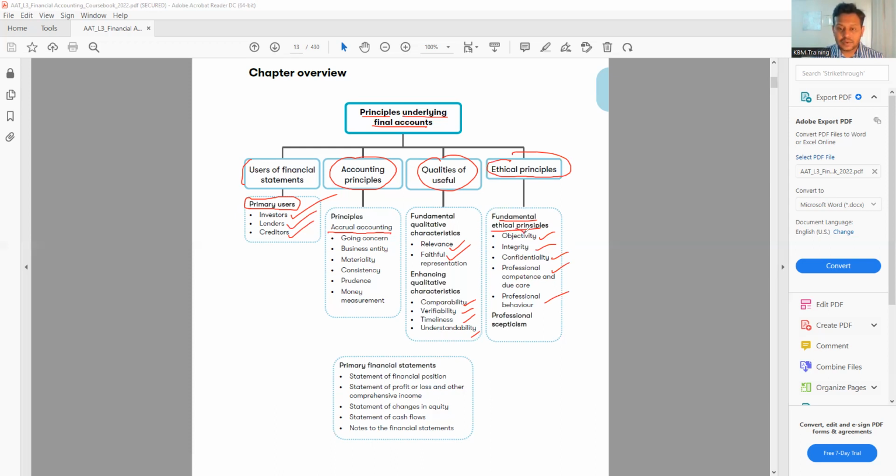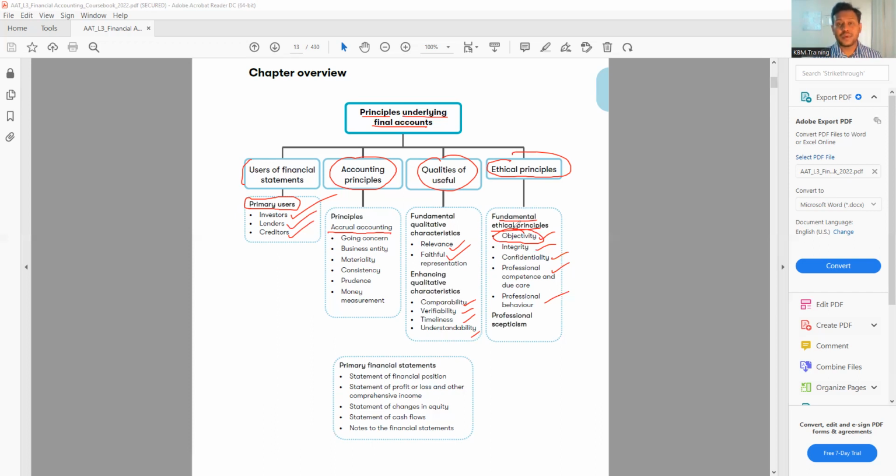Objectivity is all about always being free from bias. You have to be fair in every situation. You should not give a favor to someone because he's my friend, or because I've received some extra money, or a gift. For any reason, I should not be biased. It has to be always free from bias.